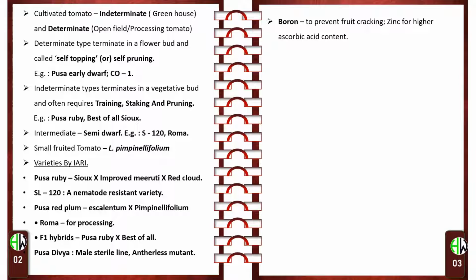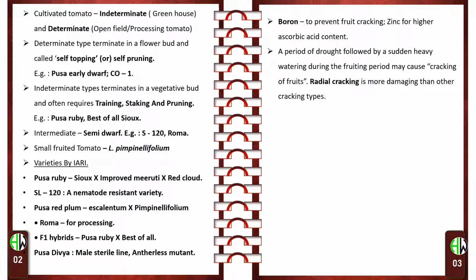Boron is used to prevent fruit cracking and zinc for higher ascorbic acid content. A period of drought followed by a sudden heavy watering during the fruiting period may cause cracking of fruits. In which, radial cracking is more damaging than other cracking types. Boron deficiency also causes fruit cracking.